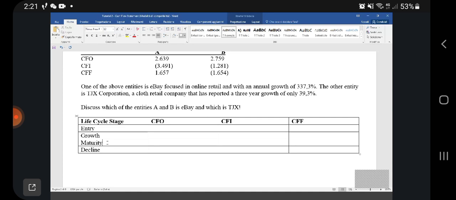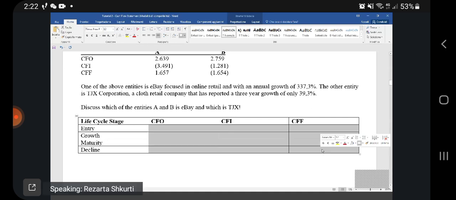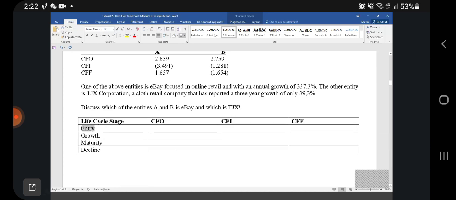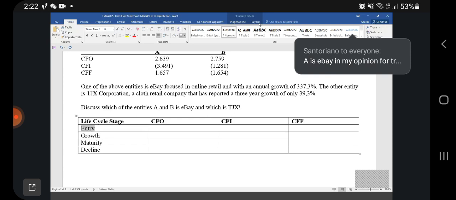Now, what is the connection between where they are in their life cycle stage and the state of the cash flows in the cash flow statement? This will help us to analyze companies better. Now, imagine that you have a company in the entry stage. This company has just been created, it has been newly introduced in the market. We still do not have many customers. Our products are new to the market.